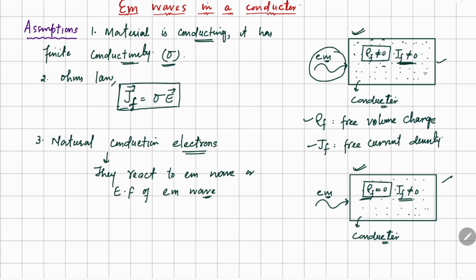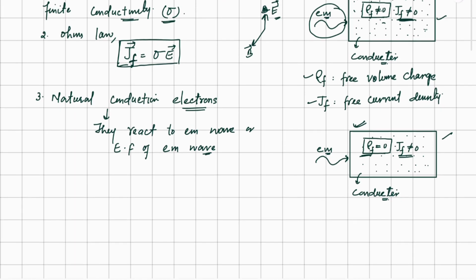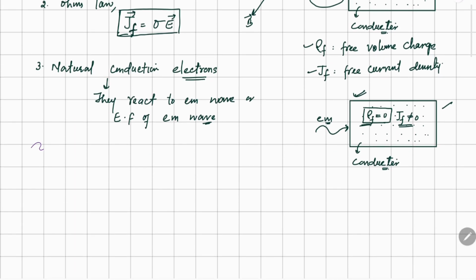They react to it dynamically to the oscillating electric field, because the electromagnetic wave has an electric field and a magnetic field in it. The electric field would be oscillating, and those electrons will react to that. Now let's come to the very important concept, the second thing, Maxwell's equations.